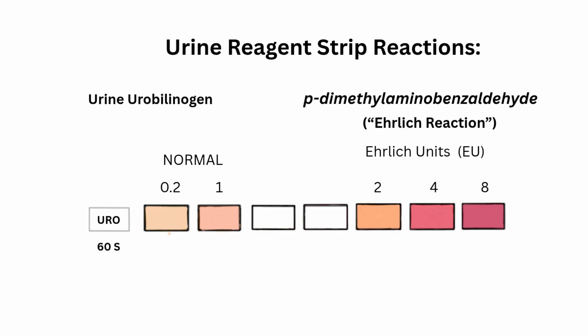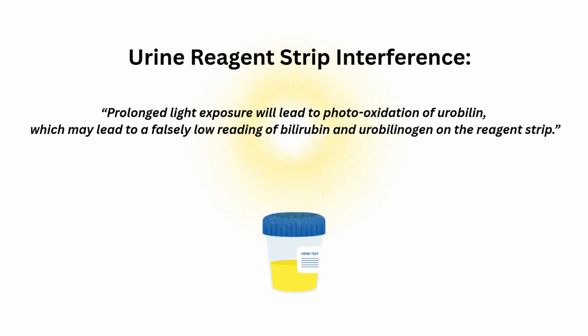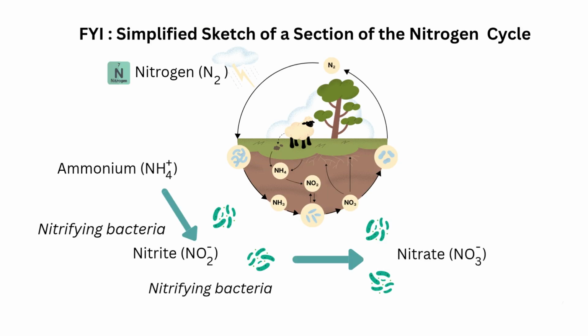Urobilinogen reacts with dimethylamino benzaldehyde, and we see a color range from light to dark pink. Prolonged light exposure will lead to photooxidation of urobilin, which may lead to a falsely low reading of bilirubin and urobilinogen on the reagent strip. For your information only, nitrifying bacteria convert ammonium to nitrites and nitrates. Here we see a simplified sketch of how nitrifying bacteria play a role in the nitrogen cycle.